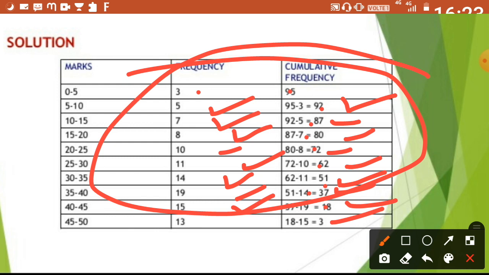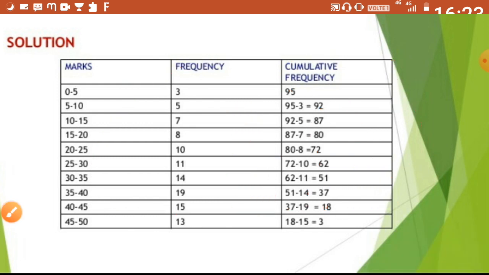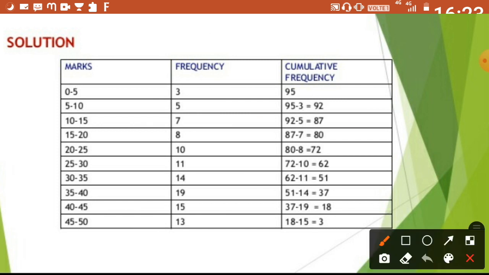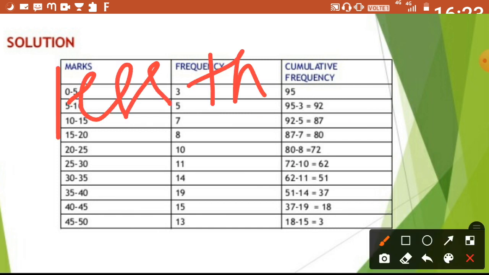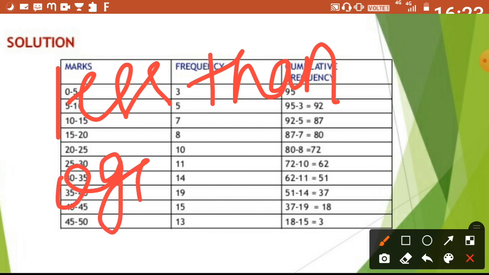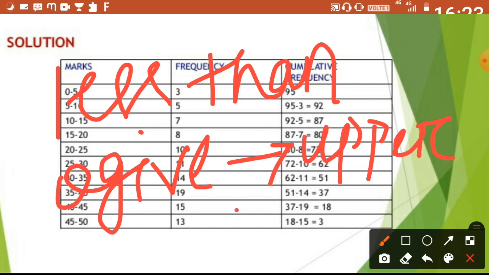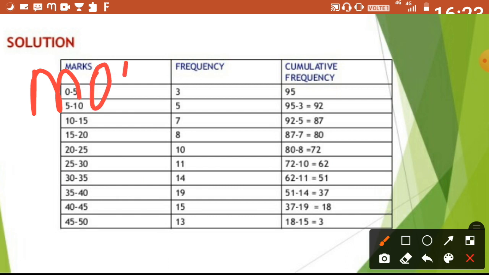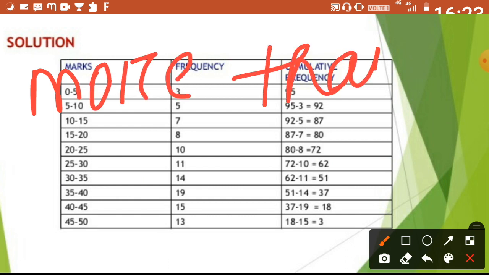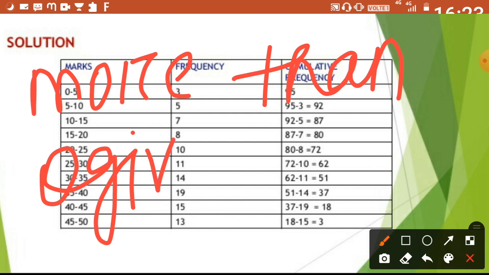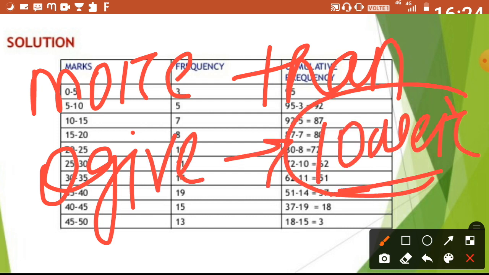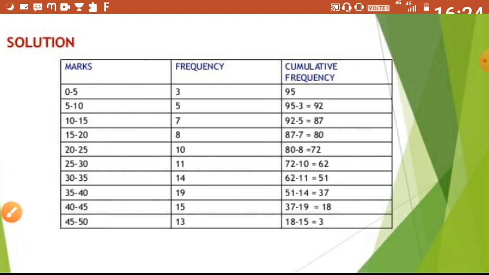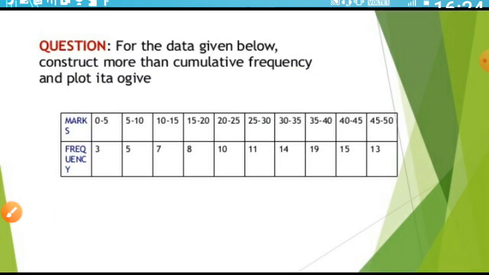So listen, in the less than ogive you have to take the upper limit, right? But in the more than ogive, just the opposite, you have to take the lower limit. Fine, so let's see how to plot the graph.